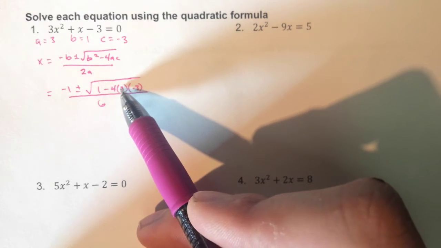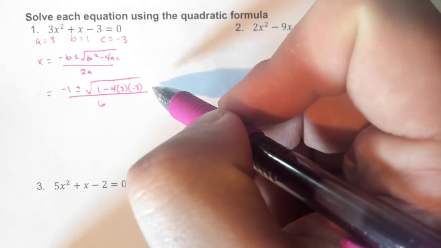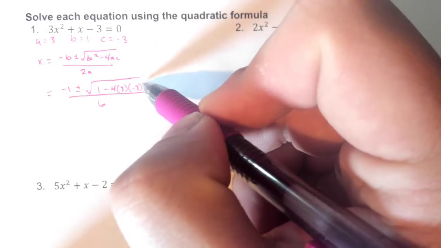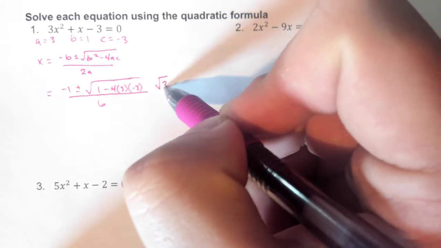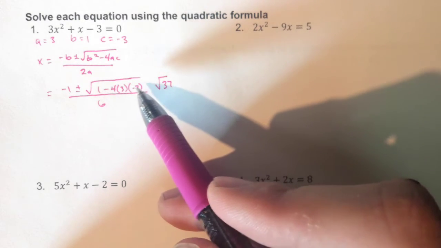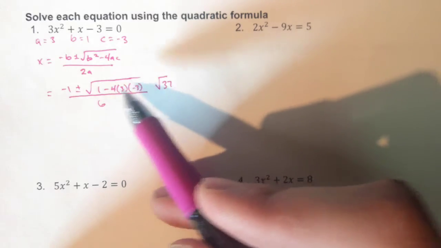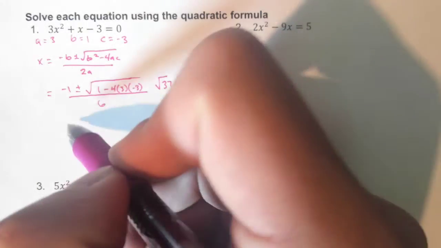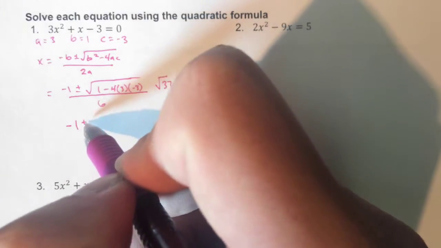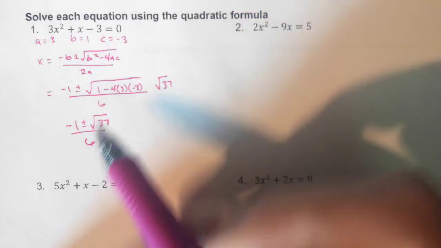So negative 4 times 3 is negative 12. Negative 12 times negative 3 is positive 36. So we've got 1 plus 36. That's the square root of 37, right? You follow that. 4 times 3 is 12. 12 times 3 is 36. 2 negatives makes a positive. 1 plus positive 36 is positive 37. Okay, so let's write what we have. Negative 1 plus or minus the square root of 37 all over 6.